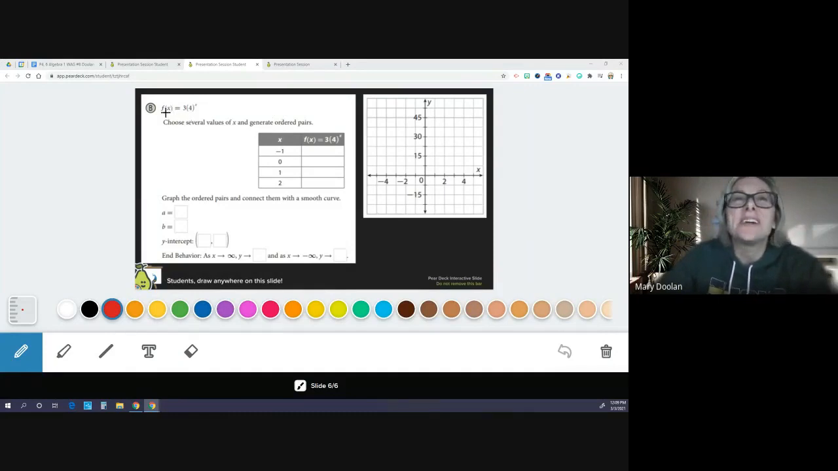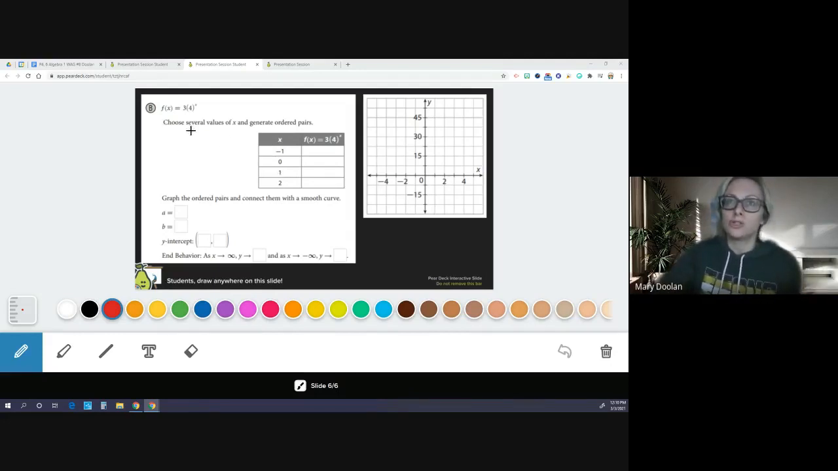Okay, so right here, f of x equals 3 times 4 to the x power. This is the function. If I want to graph this function, one way is to create a table of values. Another way is to use Desmos. So we're going to use the table of values here. We're going to use Desmos to check our work, but we're not going to use it to graph on this problem.